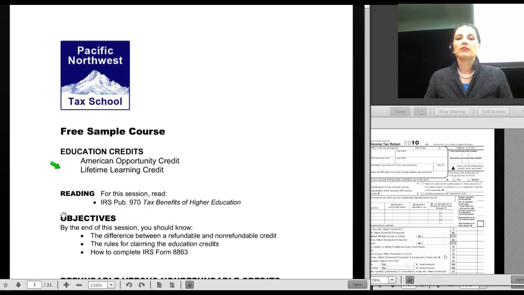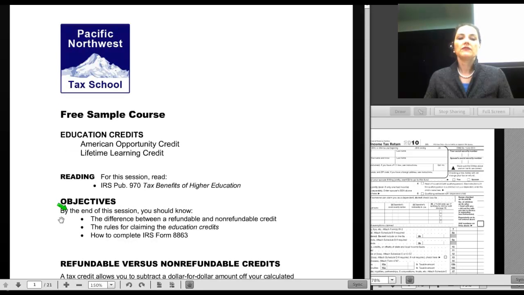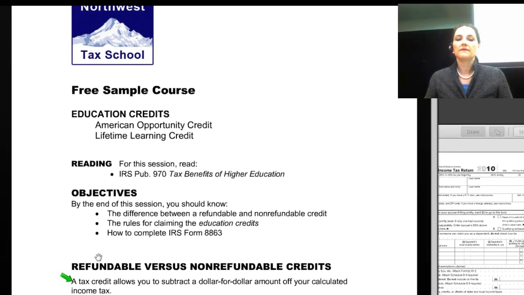As I already said, IRS Publication 970 covers tax benefits of higher education, and that can be relevant and important reading work for you if you care to learn more about education credits. By the end of today's session, you should know the difference between a refundable and a non-refundable credit, the rules for claiming education credits, and how to complete IRS Form 8863.